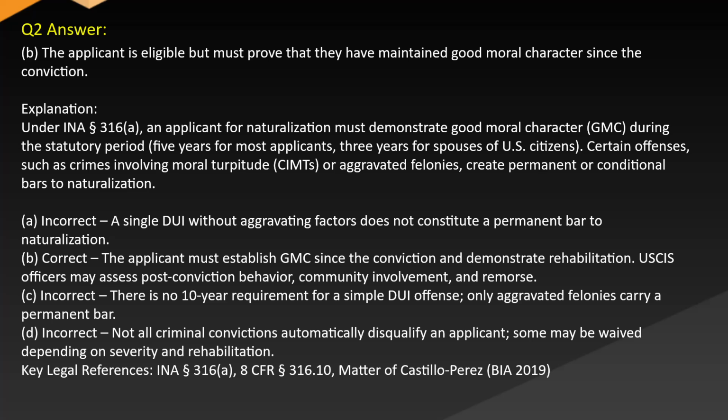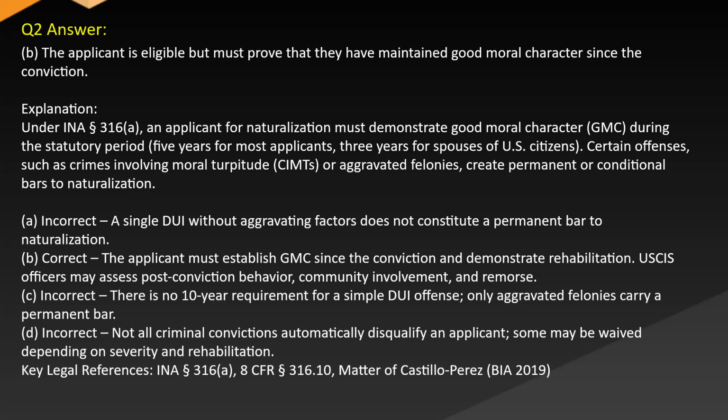Answer: B. The applicant is eligible but must prove that they have maintained good moral character since the conviction. Explanation: Under INA § 316(a), an applicant for naturalization must demonstrate good moral character, GMC, during the statutory period: 5 years for most applicants, 3 years for spouses of U.S. citizens. Certain offenses, such as crimes involving moral turpitude, or aggravated felonies, create permanent or conditional bars to naturalization.